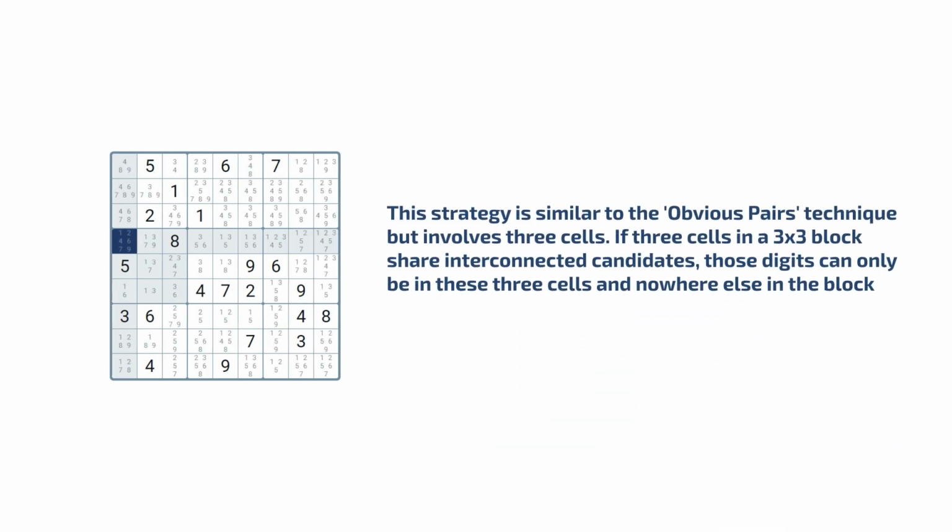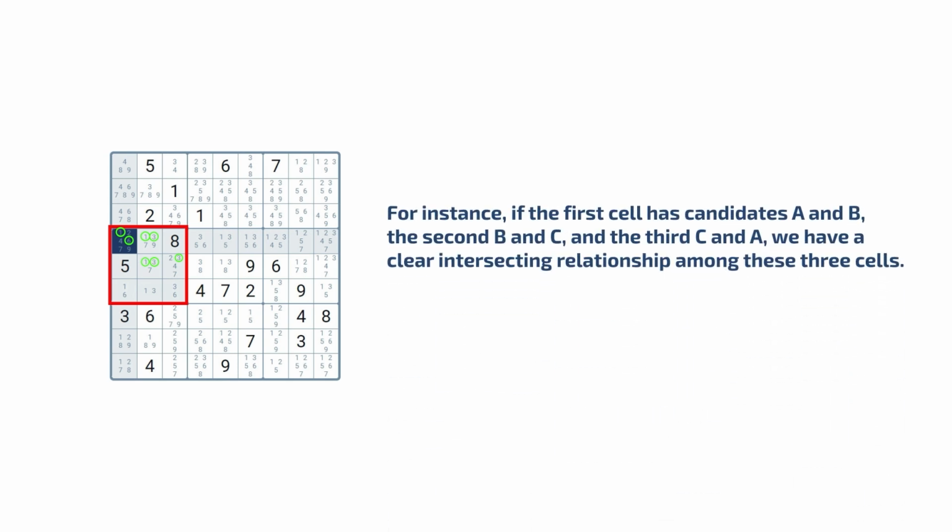This strategy is similar to the obvious pairs technique, but involves 3 cells. If 3 cells in a 3x3 block share interconnected candidates, those digits can only be in these 3 cells and nowhere else in the block. For instance, if the first cell has candidates A and B, the second B and C, and the third C and A, we have a clear intersecting relationship among these 3 cells.